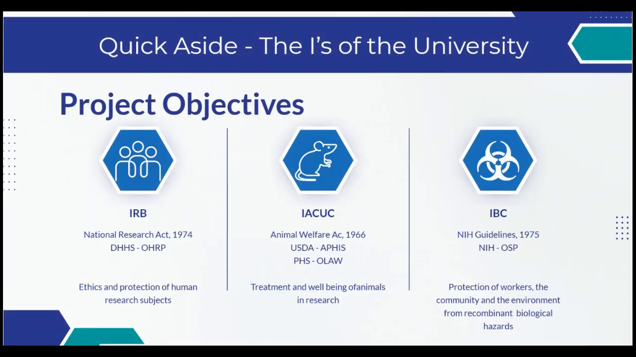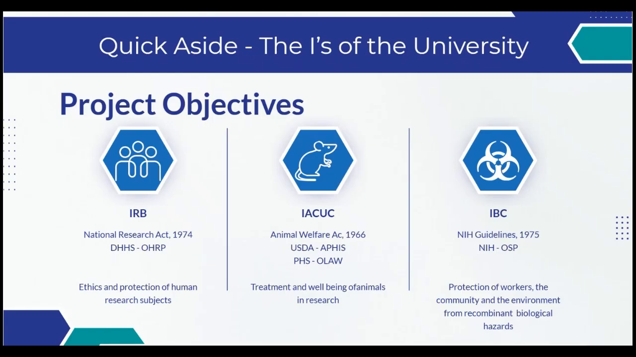Let's take a quick detour to talk about the other major institutional committees you may have heard of, so you can better understand how the IBC fits into the bigger picture. The three main committees involved in research oversight are the Institutional Review Board, or IRB, the Institutional Animal Care and Use Committee, or IACUC, and the Institutional Biosafety Committee, or IBC. While these committees may occasionally review the same research protocols, their core focus areas, governing regulations and operating procedures differ.